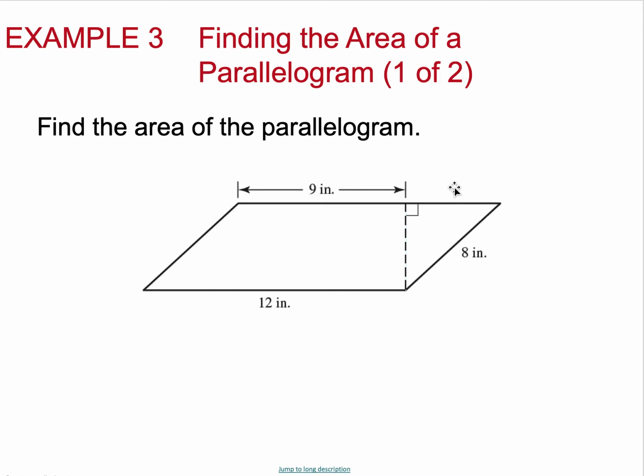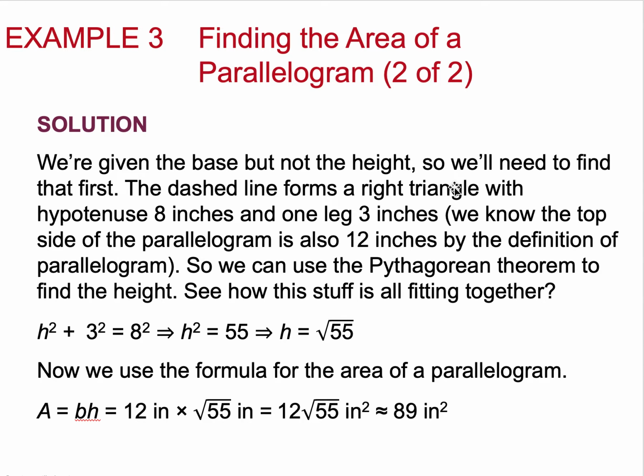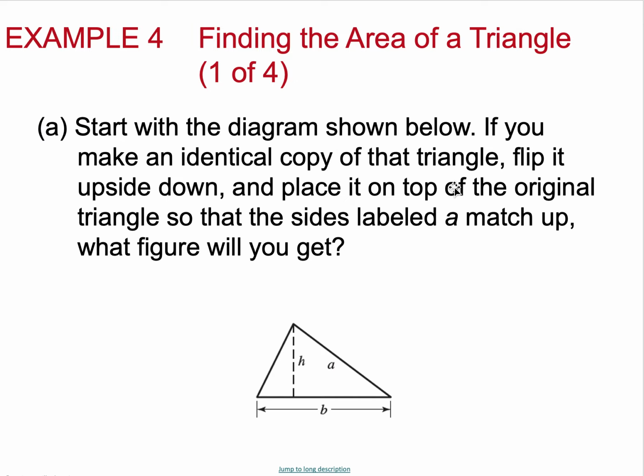Now it's important to remember the base is not the 9. The base is the length of that entire side. So the base is actually 12. So the area here is going to be 12 times the square root of 55, and my units are inches, so they're inches squared. Now, if it wants me to round to the nearest inch, I'm going to type that into my calculator, and I'm going to round according to the decimal.